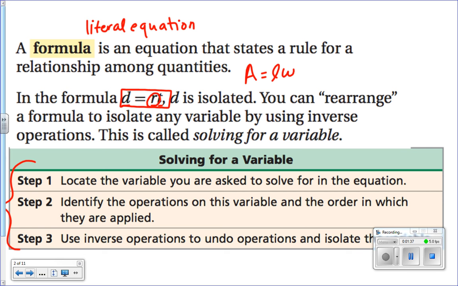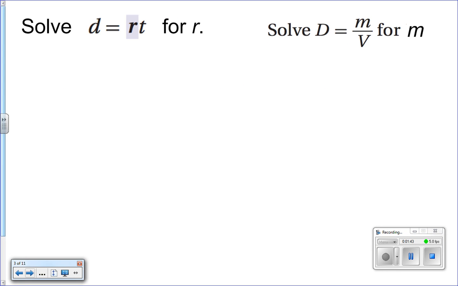This is no different from how we solve normal equations. There's just no numbers. Okay, so let's see what this looks like. For D equals RT, if we want to solve it for R, it said first identify what you're solving for. Well, there's the R. We did that. Then it says identify the operations that are occurring on that variable. Well, the only operation that's happening here is that we're multiplying by T. So we just need to make sure we undo that by doing the opposite operation. So for us, opposite of multiplication would be division.